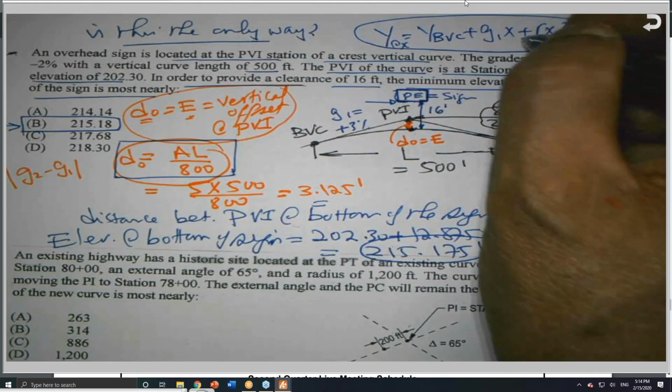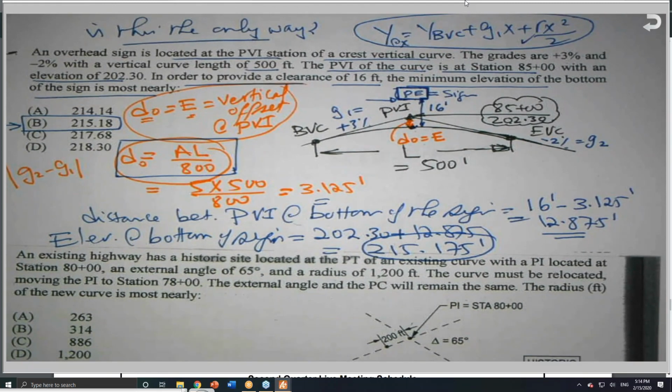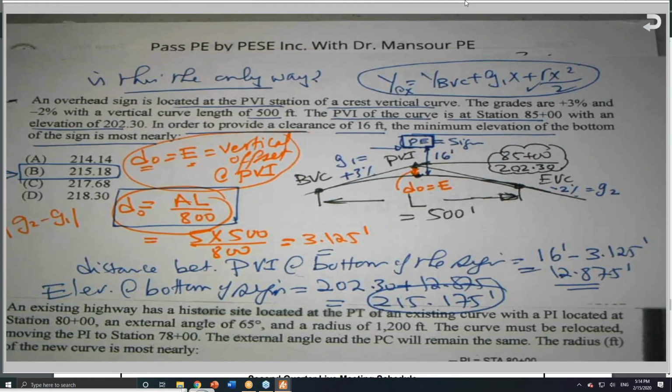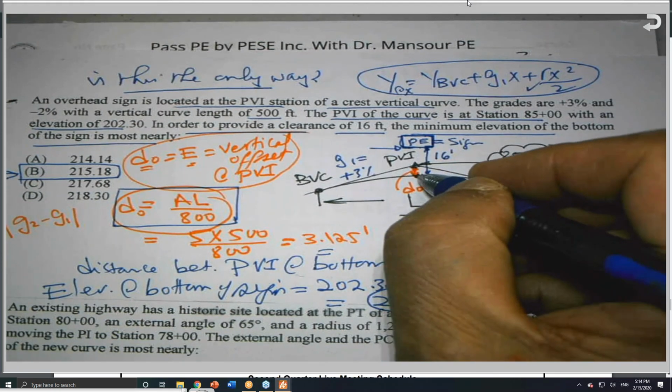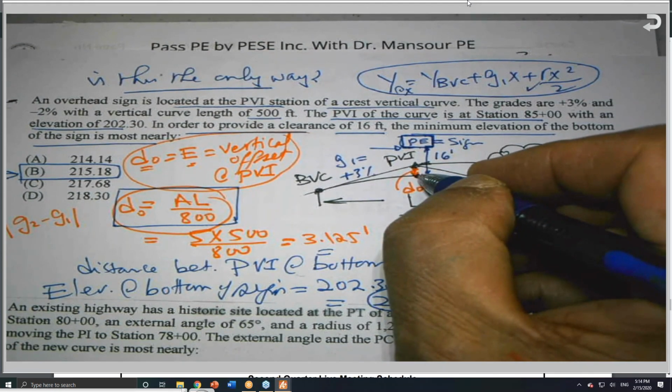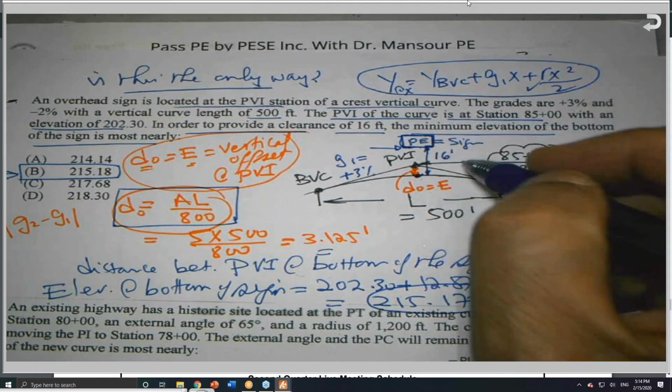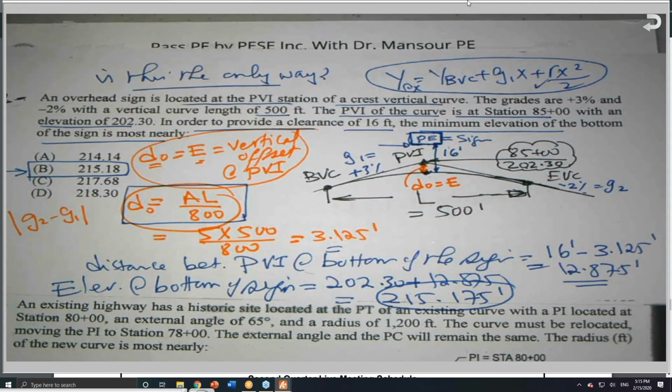But what I did, I calculated E, or the D sub O, and I took the difference and added it to the elevation of this point. The other approach, calculating the elevation at the point along the curve and adding 16 feet to it, is a little bit longer. This is another way. But this is shorter, and you are very welcome to solve it the other way. It will be a good practice for you. Makes sense?